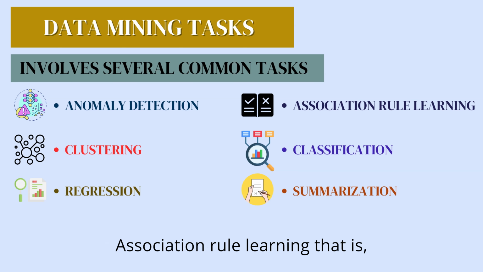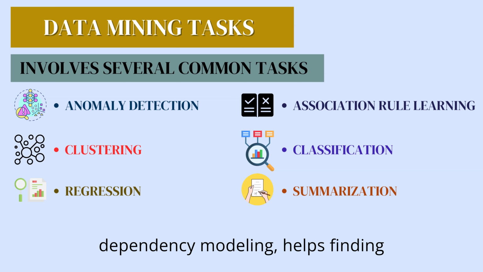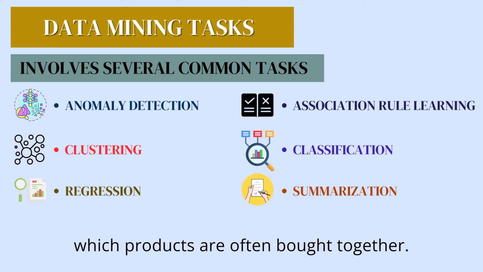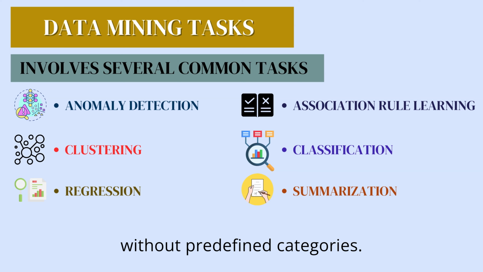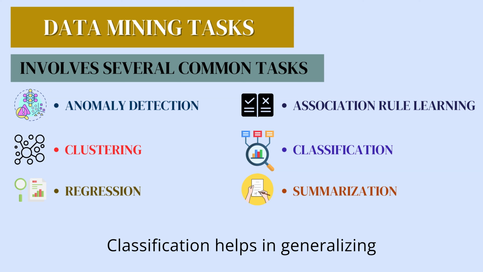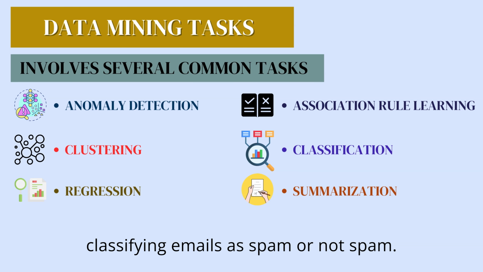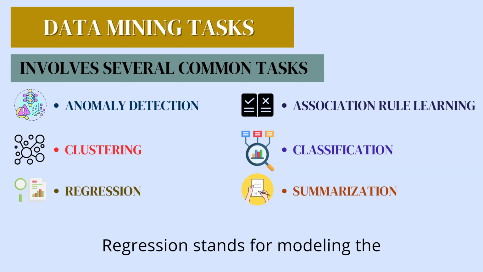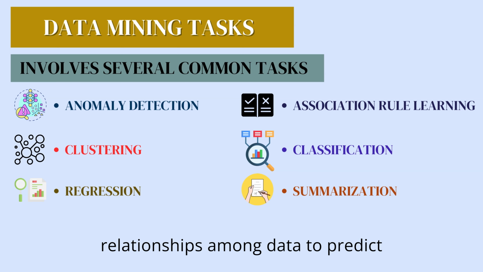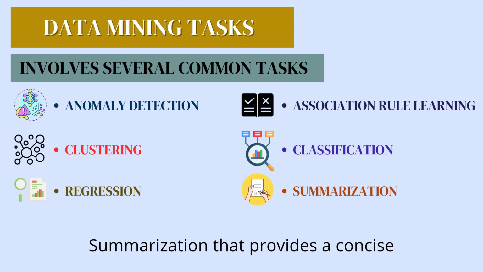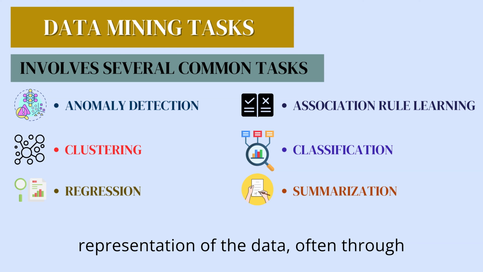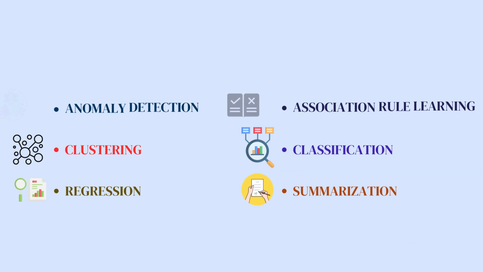Association rule learning, that is, dependency modeling, helps find relationships between variables, like which products are often bought together. Clustering is grouping similar data without predefined categories. Classification helps in generalizing known patterns to new data, like classifying emails as spam or not spam. Regression stands for modeling the relationships among data to predict future outcomes. Summarization provides a concise representation of the data, often through visualization or reports.